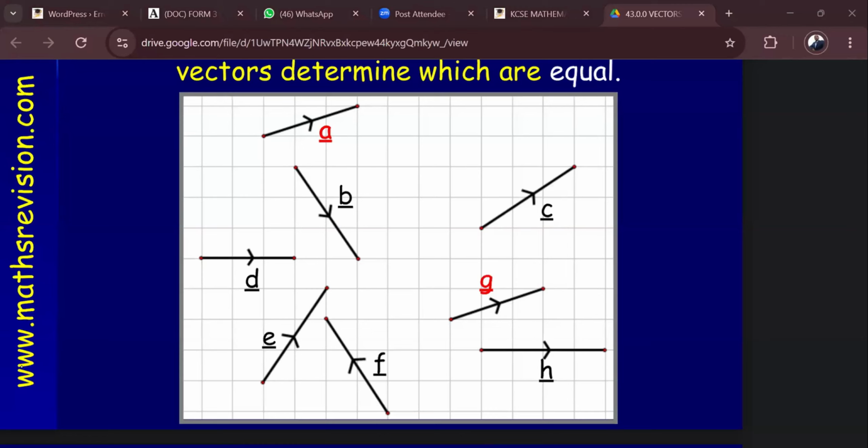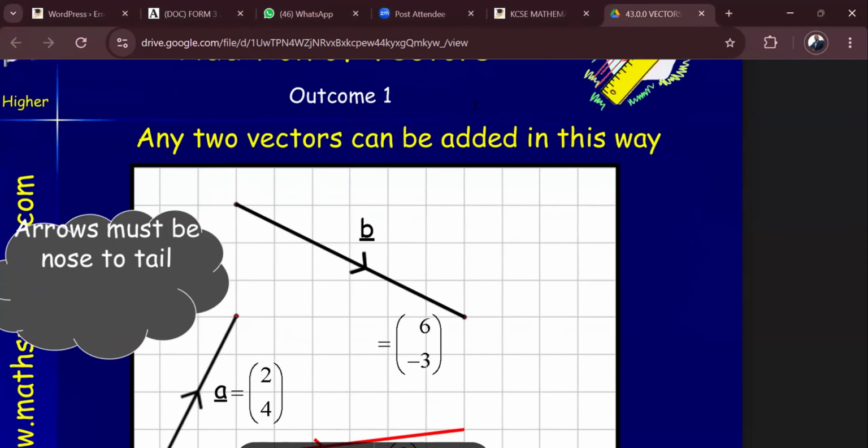What about E and C? E and C directions are not the same. For them to qualify to have the same direction, they should be parallel to each other. Is E parallel to C? No. If we draw them, they can meet, but they should not meet. So when you're considering equal vectors, you have to ensure that they have the same magnitude and same direction.